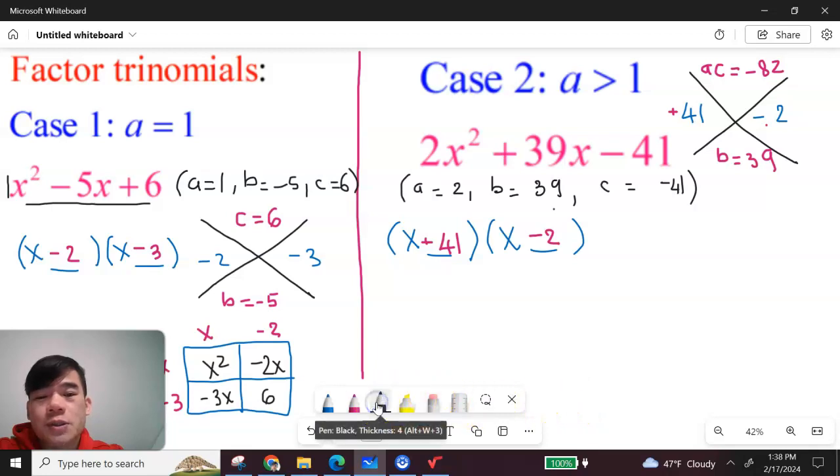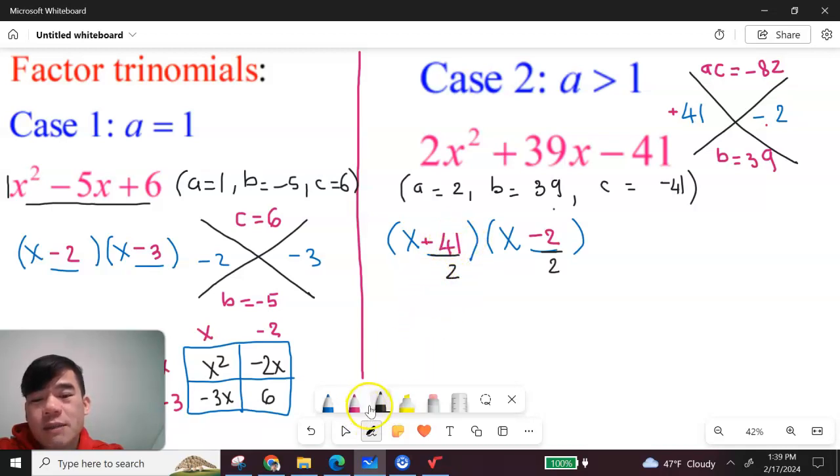So we need to do an additional step because a equals 2, different from 1. We take the constant right here, 41, and we divide by 2. The constant right here, we divide by 2. Divide by a. And then we simplify. Look at the first one right here. We cannot simplify because 41 is not divisible by 2.